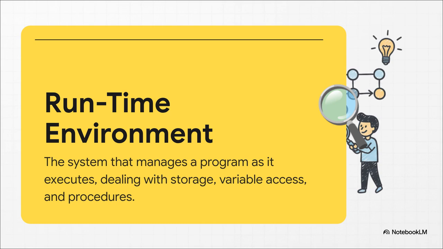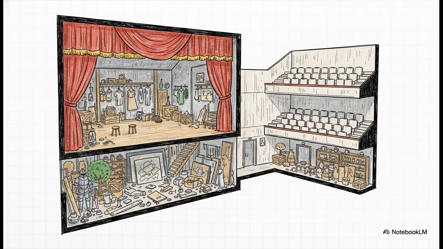You can think of it as this whole system built by things like your compiler and the operating system that acts as the life support for your program. It manages everything: memory, variables, how functions are called, creating this orderly little world for your code to do its thing.